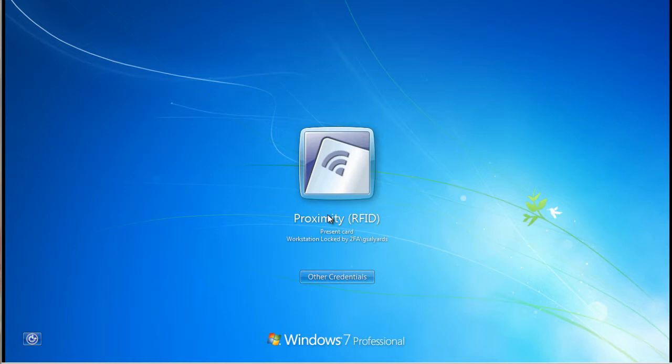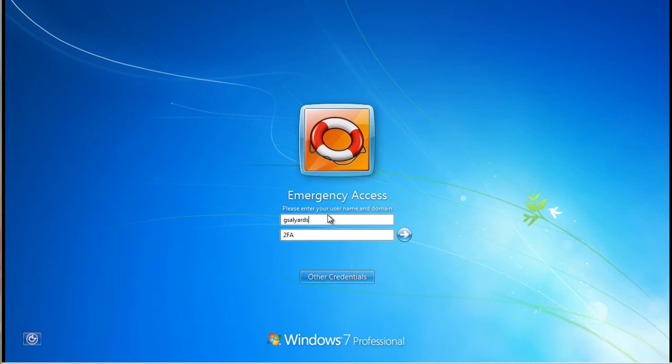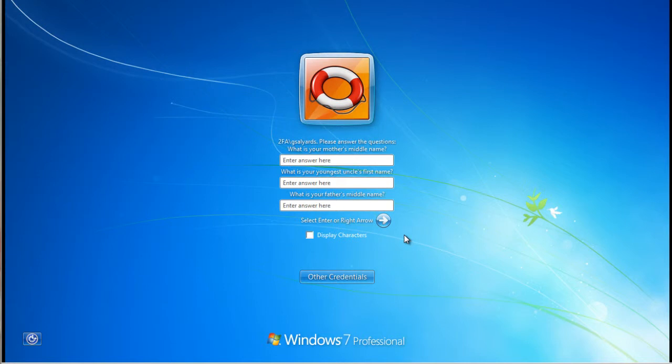In this case, unfortunately, I'm at a system that does not have an RFID reader. So I can look at some other options, and I'm provided with other options that I'm enrolled in with the 2FA1 system. In this case, I have some emergency access capabilities. When I first enrolled in 2FA1, I was challenged to create some challenge and response questions. In this case, high security challenge and response questions.